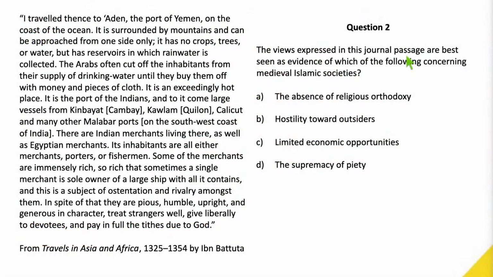Okay, I'll go through the other questions. The views expressed in this journal passage are best seen as evidence of which of the following concerning medieval Islamic societies? Okay, so where do we find these? For this one here, this is a reading comp type question. And the answer is really here. And so it is the supremacy of piety.